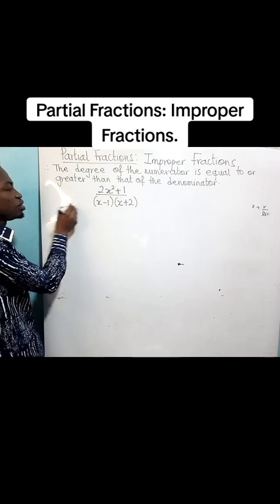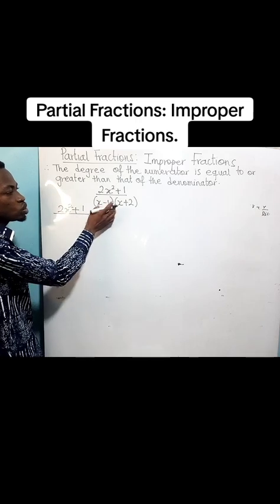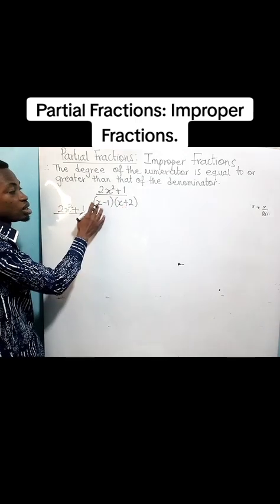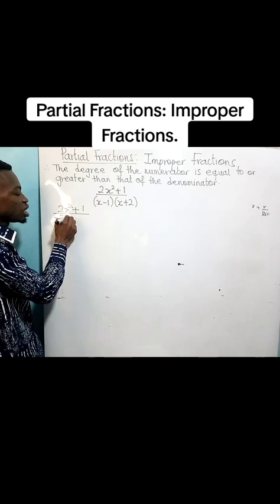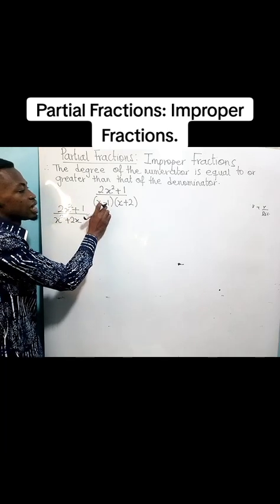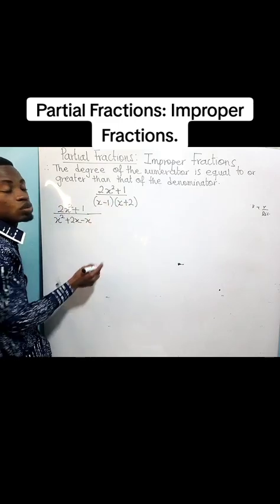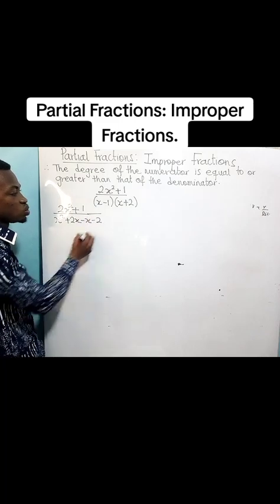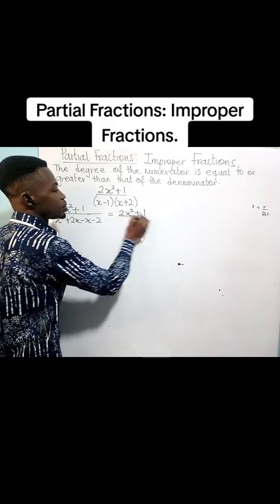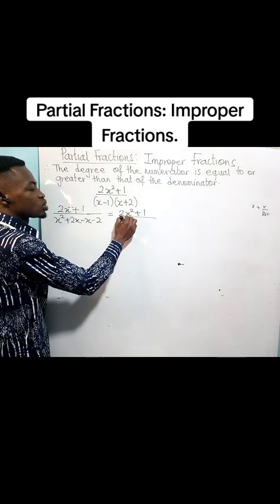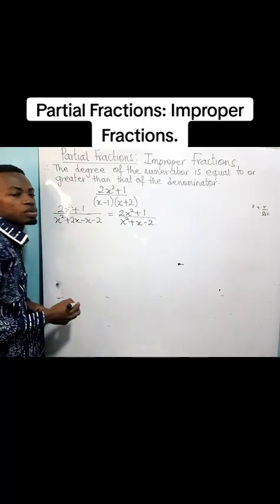Let's expand what we have here. We are going to have 2x squared plus 1 over the expansion of this, which is x times x giving us x squared, x times 2 giving us positive 2x, negative 1 times x giving us negative x, and negative 1 times 2 giving us negative 2. This will finally give us 2x squared plus 1 over x squared plus x minus 2.